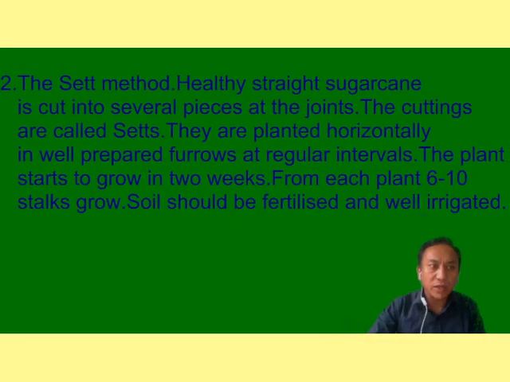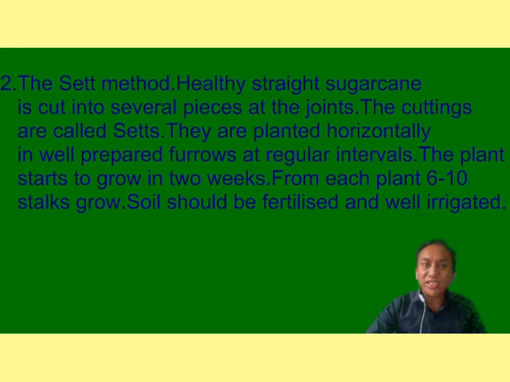Now in this set method, healthy straight sugarcane is cut into several pieces at the joints. The cuttings are called sets. They are planted horizontally in well-prepared furrows at regular intervals. The plant starts to grow in 2 weeks. From each plant, 6 to 8 stalks grow. Soil should be fertile, which is very important as well, and well irrigated as well.